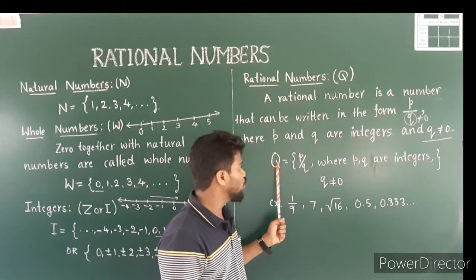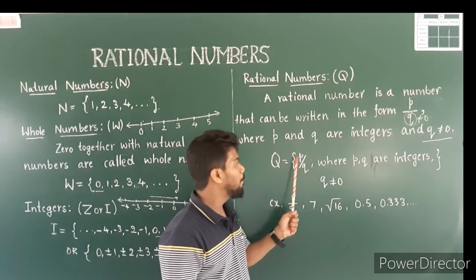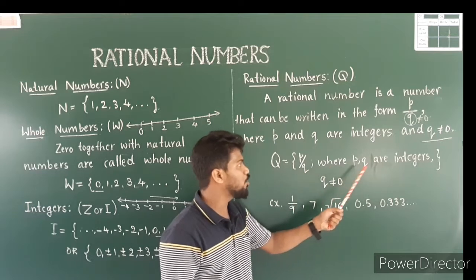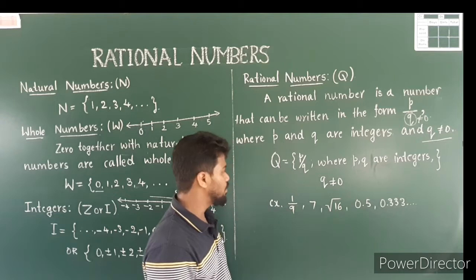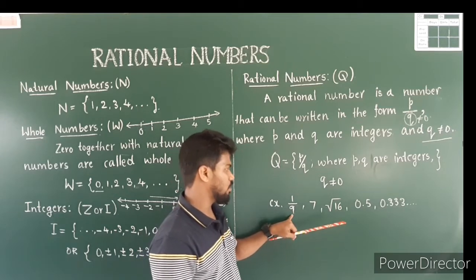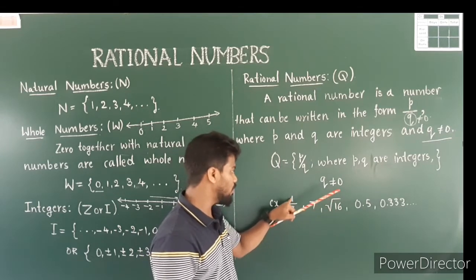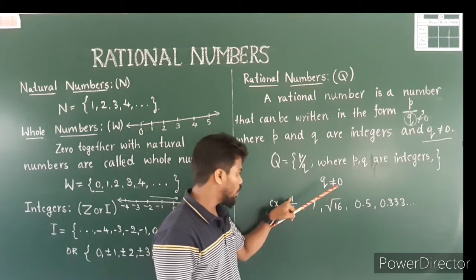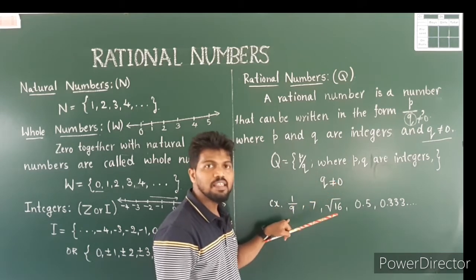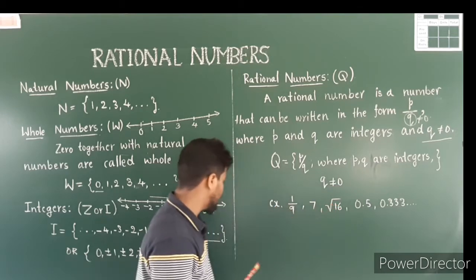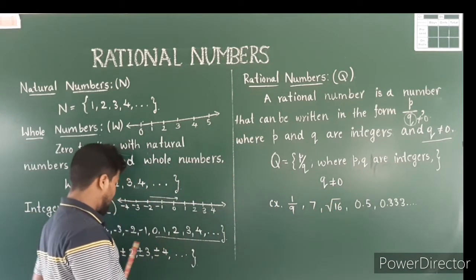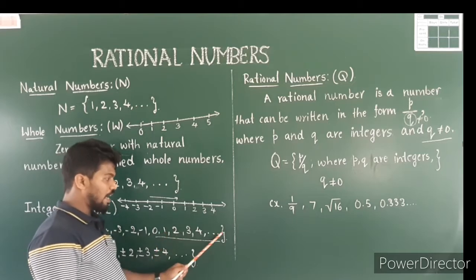Simply, you write Q equal to the set p by q, where p and q are integers and q not equal to 0. I have given some examples. 1 by 9 is a fraction, so it is in the form of p by q. You see that in the p place you have 1, in the q place you have 9. Both p and q belong to integers. You see that the set of integers containing 1 is there and 9 is also there.